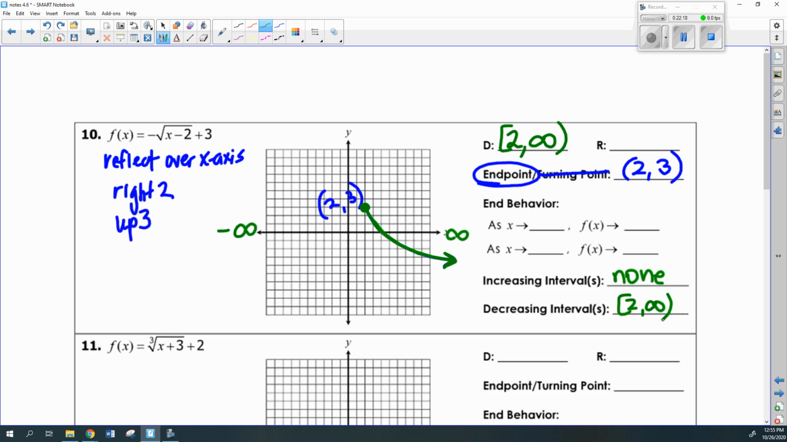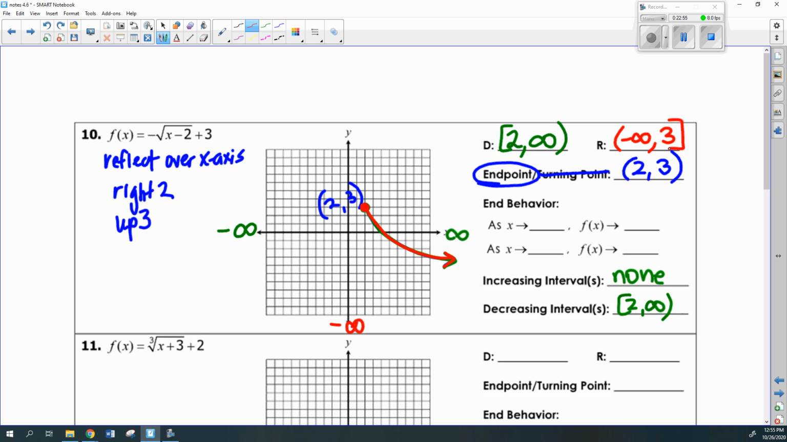Then for your range, you have to be a little more careful on this one. Remember, you work your way up from the bottom. As you work your way up from the bottom, the first part of the graph you get to is the arrow that's actually pointing down. So that means your range starts at -infinity and then works its way up to the end point. Make sure you use the y value of the end point. So if there's a reflection, it definitely changes the range.